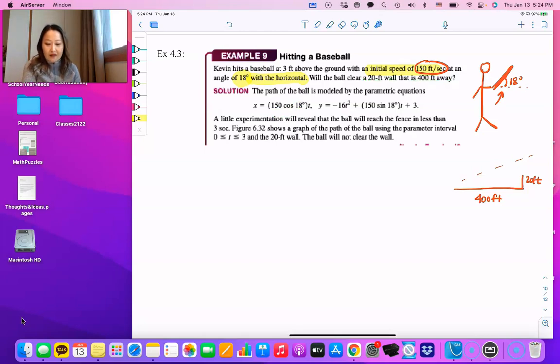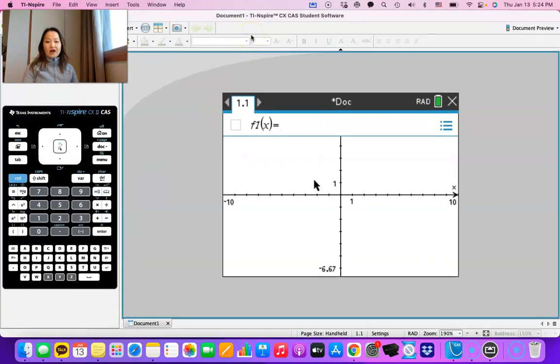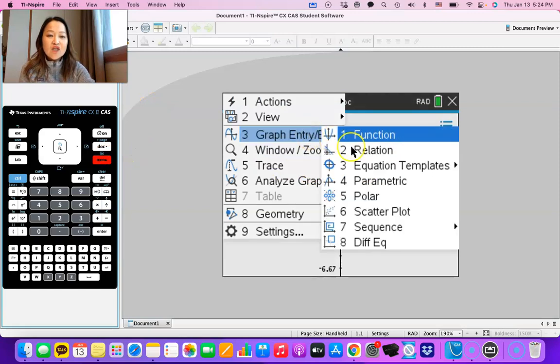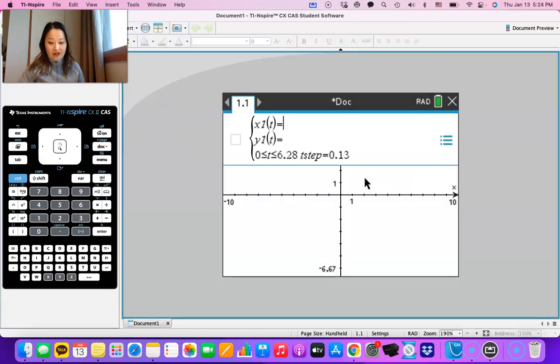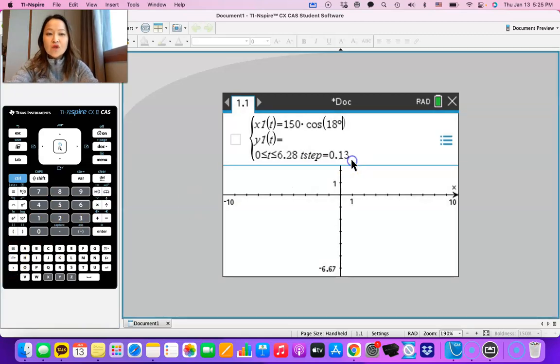Now, we're going to graph this on our calculators and see if indeed this does happen. We're going to use parametric, so I'm going to go to the calculator. Allow me to show you on the calculator here. We're not going to graph a function, we're going to graph a parametric. So we hit graph, edit entry, parametric. All right, now let's type it in. 150 times cosine, parentheses, 18, and I'm going to make sure I put in a degree symbol there since I'm not on degree mode, times t.